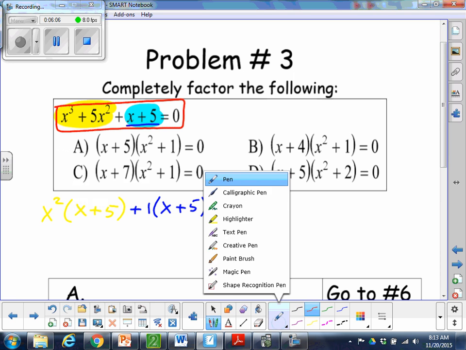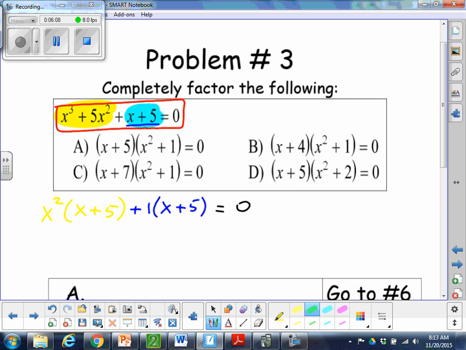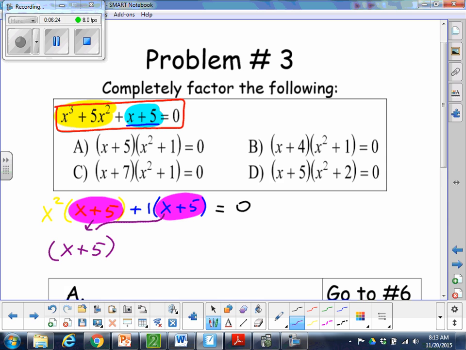So now they actually do share a common factor. The yellow stuff has an x plus 5 factor, and so does the blue stuff, right? So we are able to bring that out front as a common factor, the x plus 5. So that got brought out front from both. And then the leftover stuff now is just the x squared and the plus 1. Okay, and that would be complete.